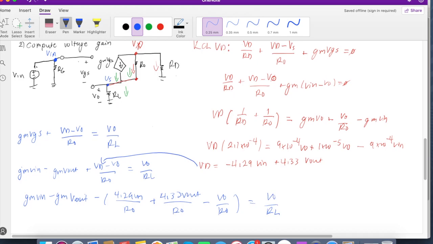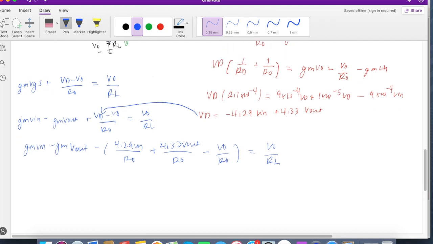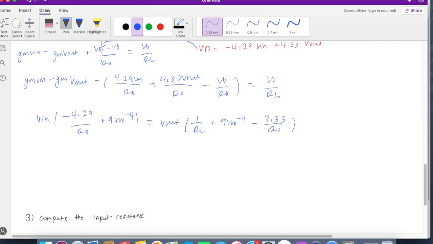So now once we move all the V outs and V ins to their own respective side, we can see V in times negative 4.29 over R naught plus 9 times 10 to the negative 4, which is GM, is equivalent to V out times 1 over RL plus 9 times 10 to the negative 4, which is GM, minus 3.33 over R naught. Now we can simply just plug in 3,000 for RL and 100,000 for R out. And what we're left with is V in times 8.571 times 10 to the negative 4 equals V out times 1.2 times 10 to the negative 3.